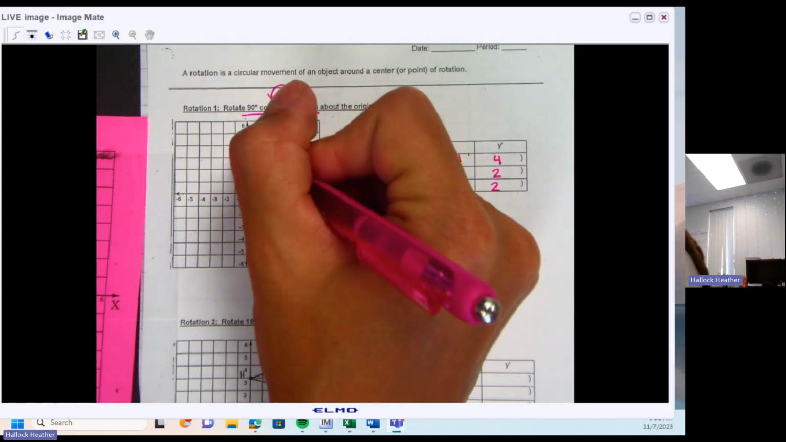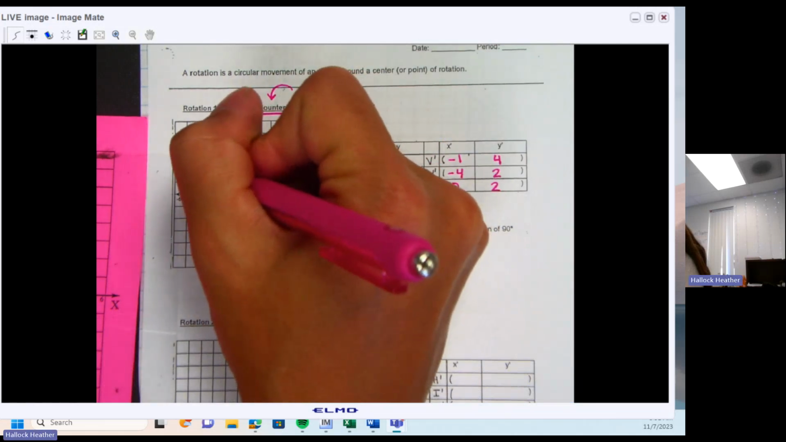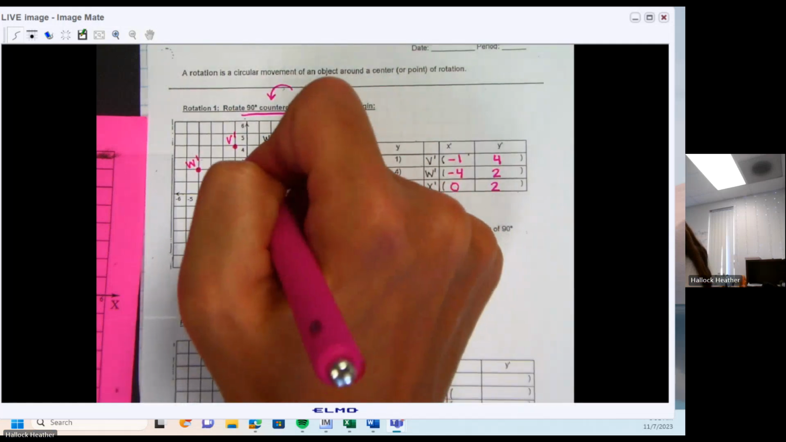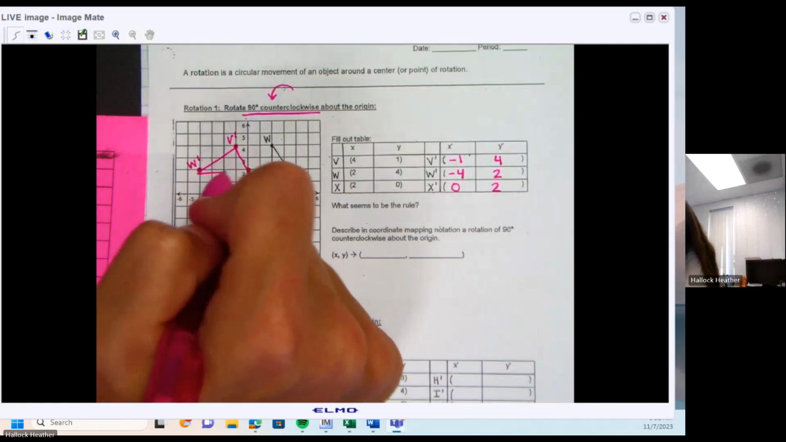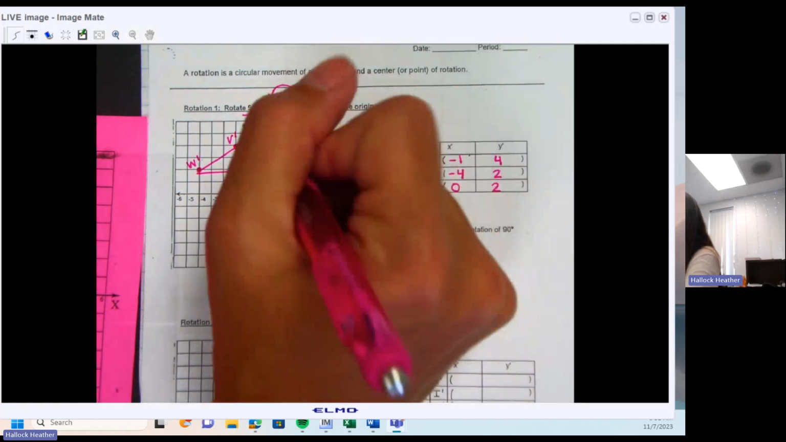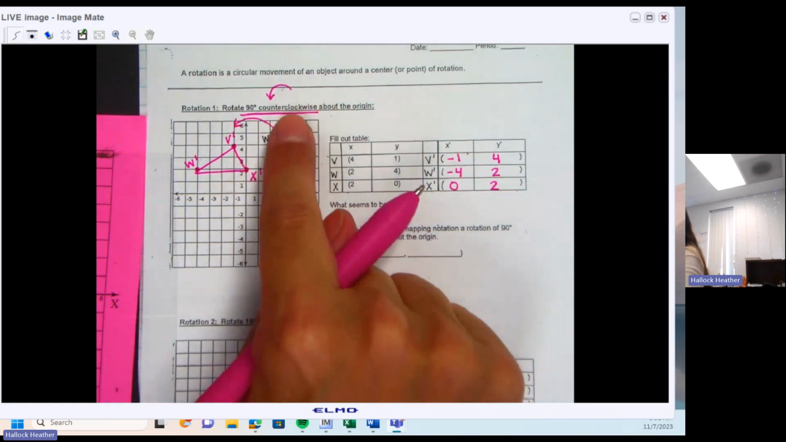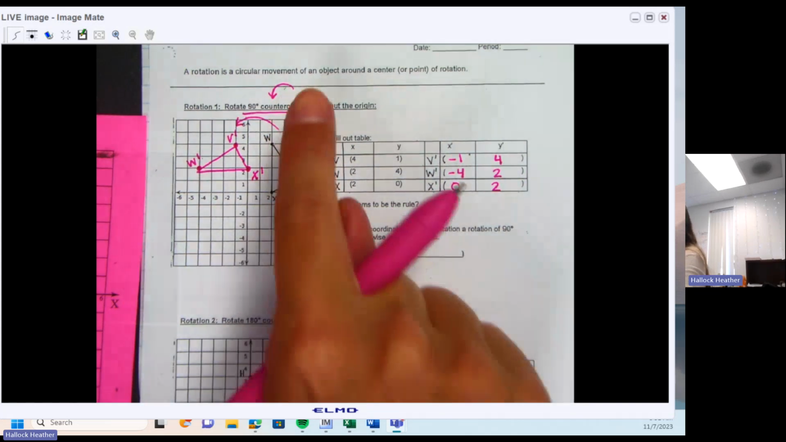-1, 4. 2. So it's spinning around 0, 0. That's the point of rotation. We went to the left 1 quadrant because it's just 90 degrees. 90 degrees means 1 quadrant. Typically, you're always going to go to the left. The only way you're ever going to go to the right is if it said clockwise. Counterclockwise is to the left, clockwise is to the right. So this is counterclockwise, 90 degrees.